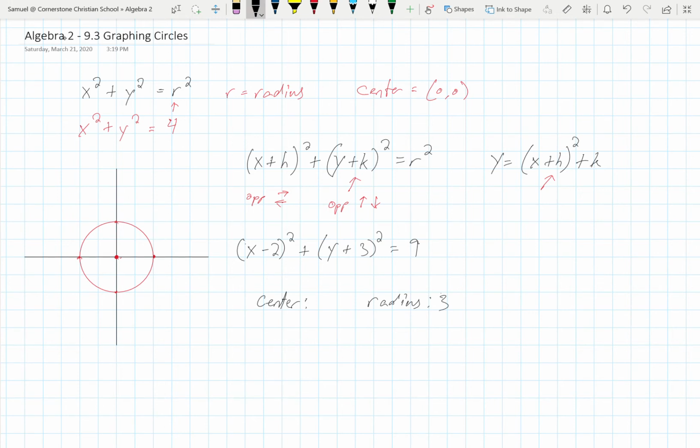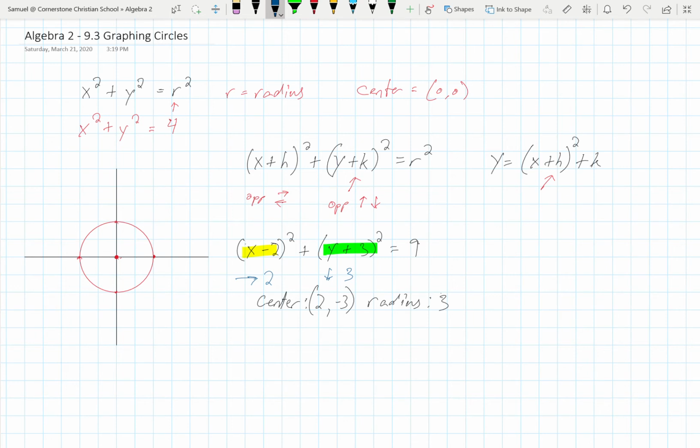And the center is the opposite of the first thing here. So that's going to be 2. And the opposite of the second thing here as well. So that's going to be negative 3. Again, another way I can think about this is, okay, this one has to do with x. And it's going to be the opposite. So it's going to be going to the right 2 units. The other piece has to do with y, which is the up and down, and so this one is going to make it go down 3 units.